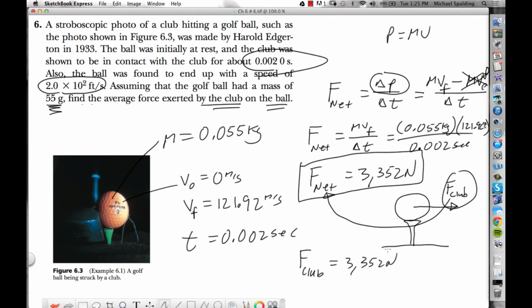Okay, real quick, how could you have done this with forces? So before I erase this, any questions?